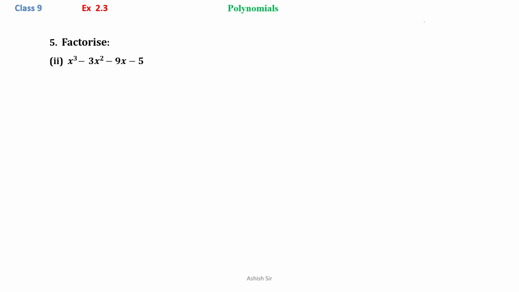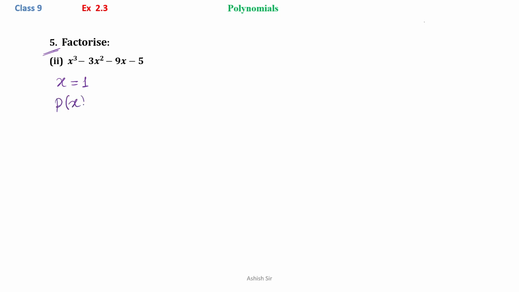Exercise 2.3, question number 5. Factorize x cube minus 3x square minus 9x minus 5. Now we need to factorize this. So first of all, we will try with the value x equal to 1.